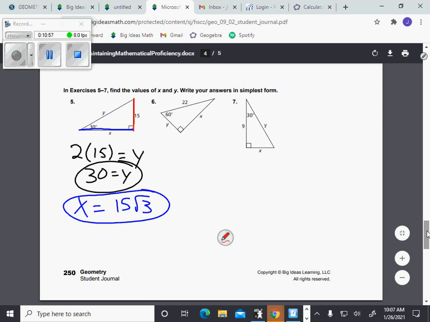Okay, this one, we know that y is 22 divided by 2. Okay, which is y is equal to 11. And x would equal 11 times the square root of 3.